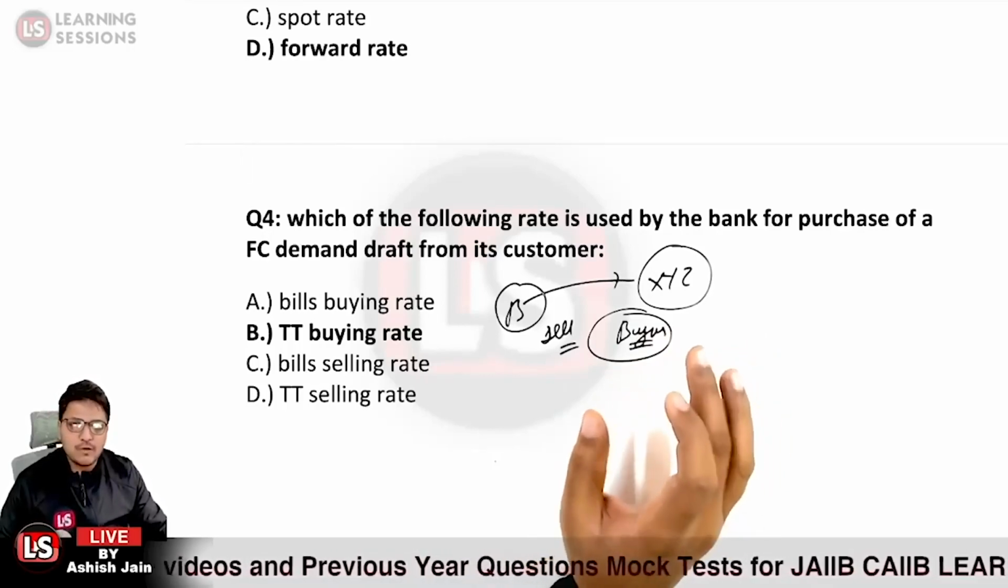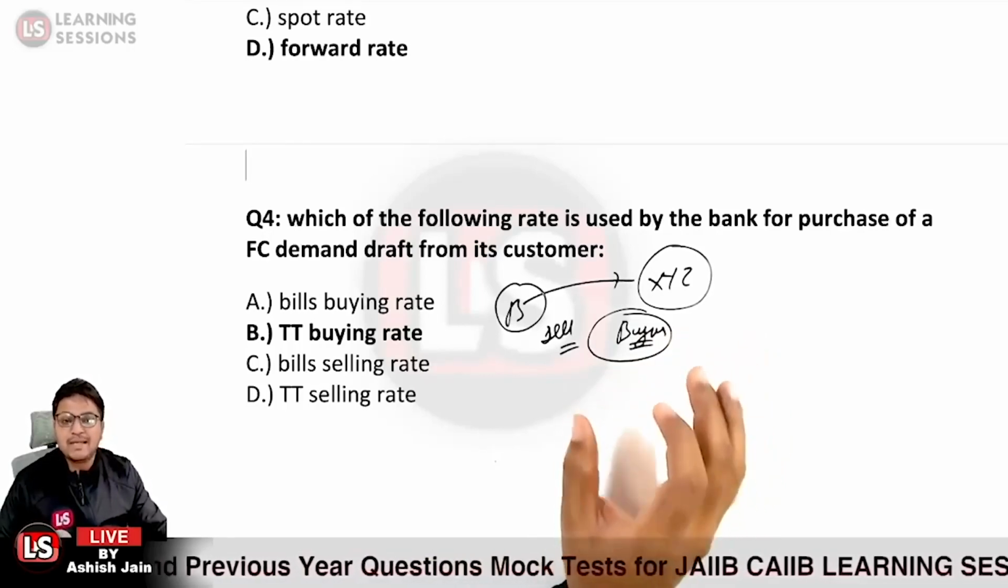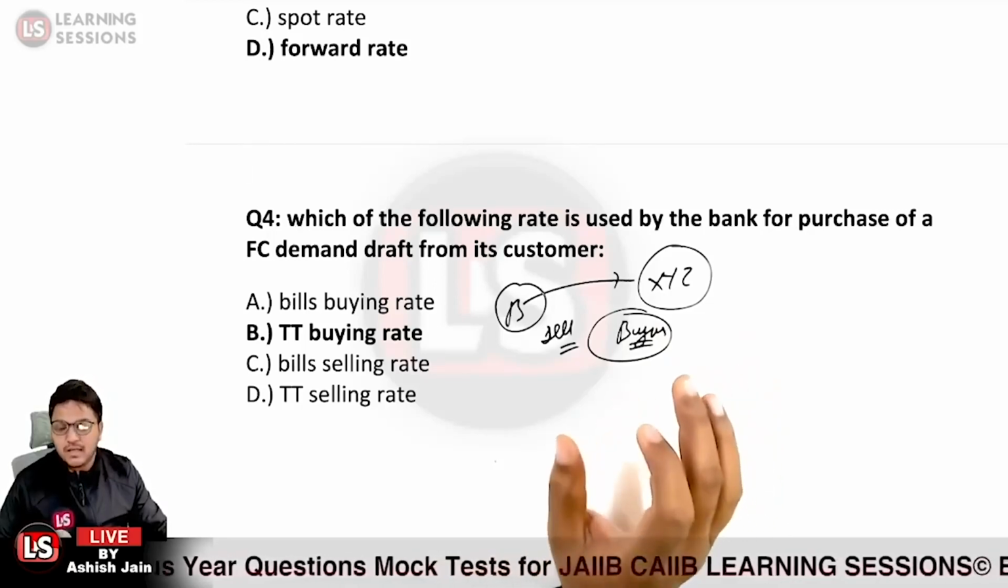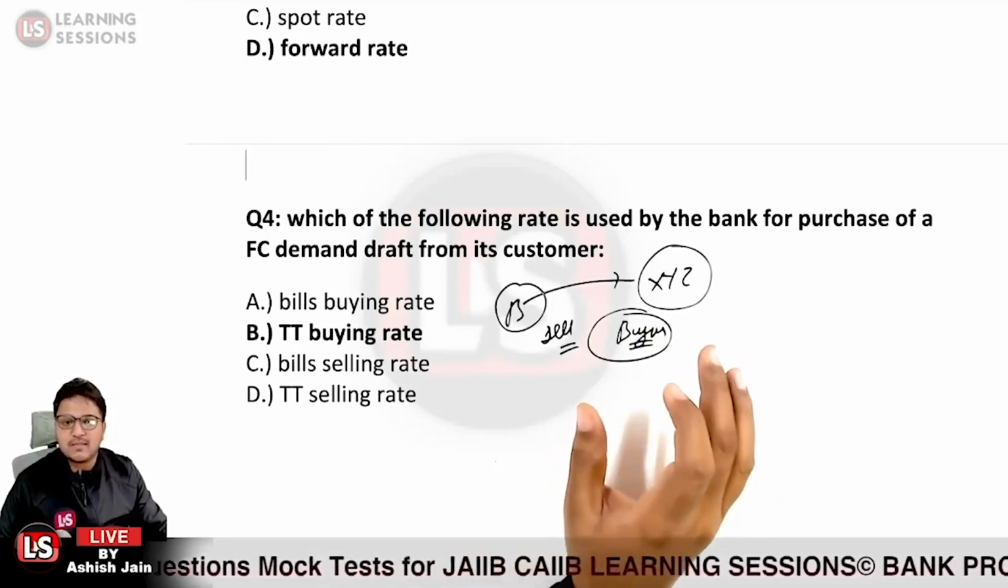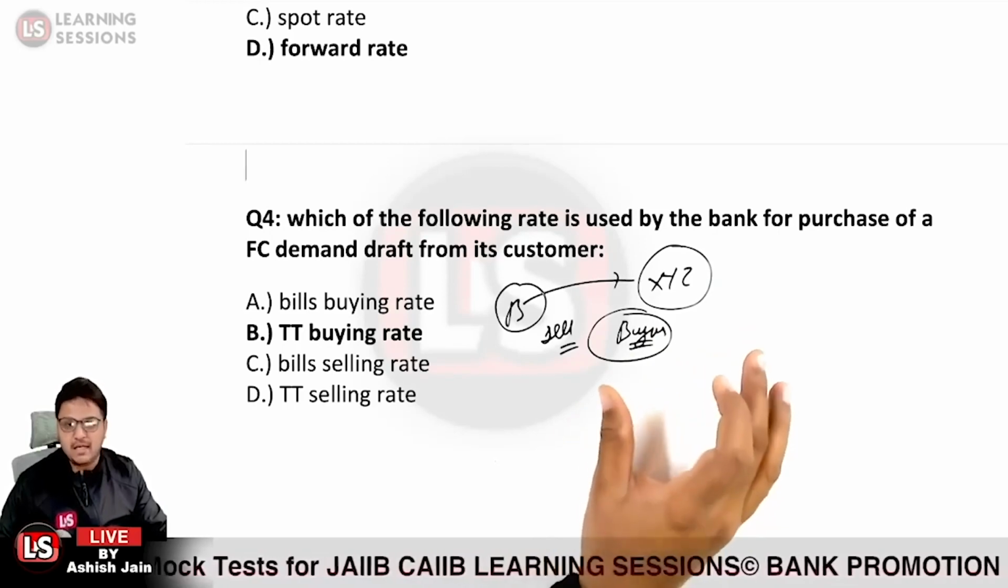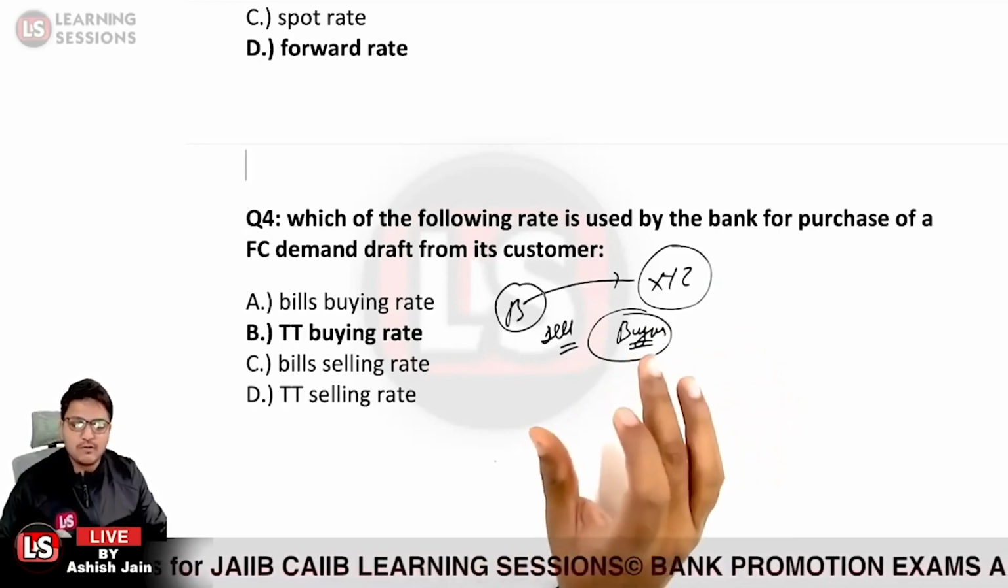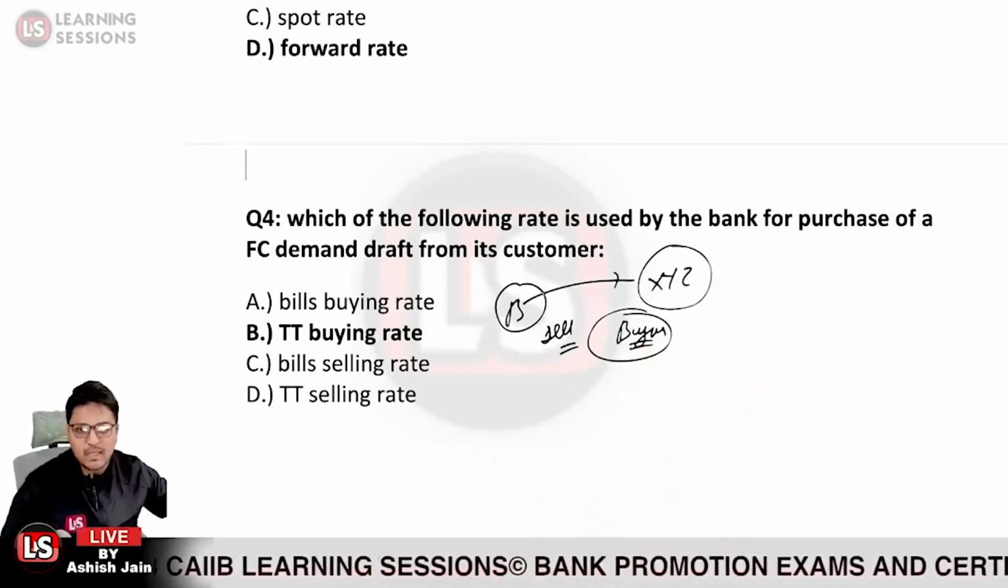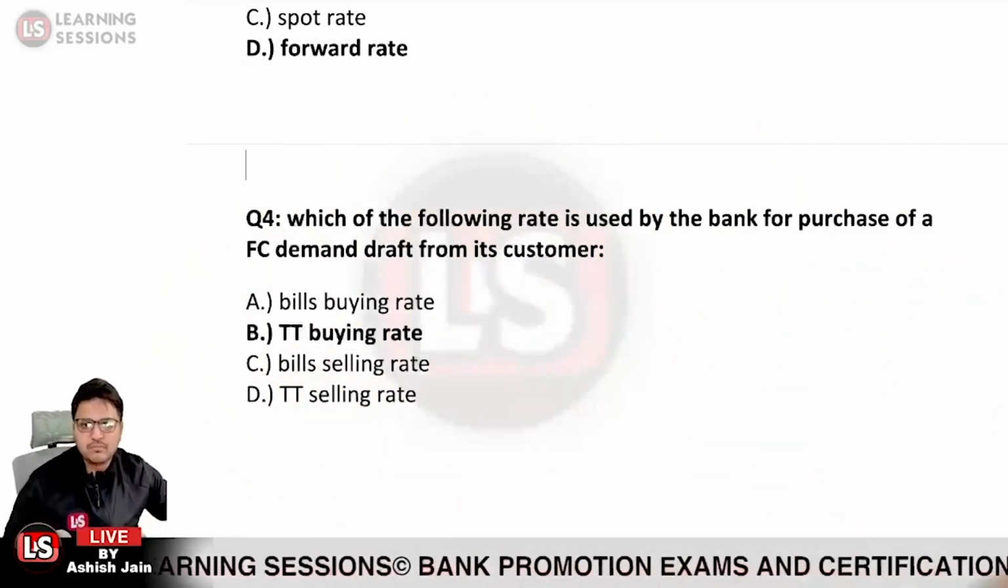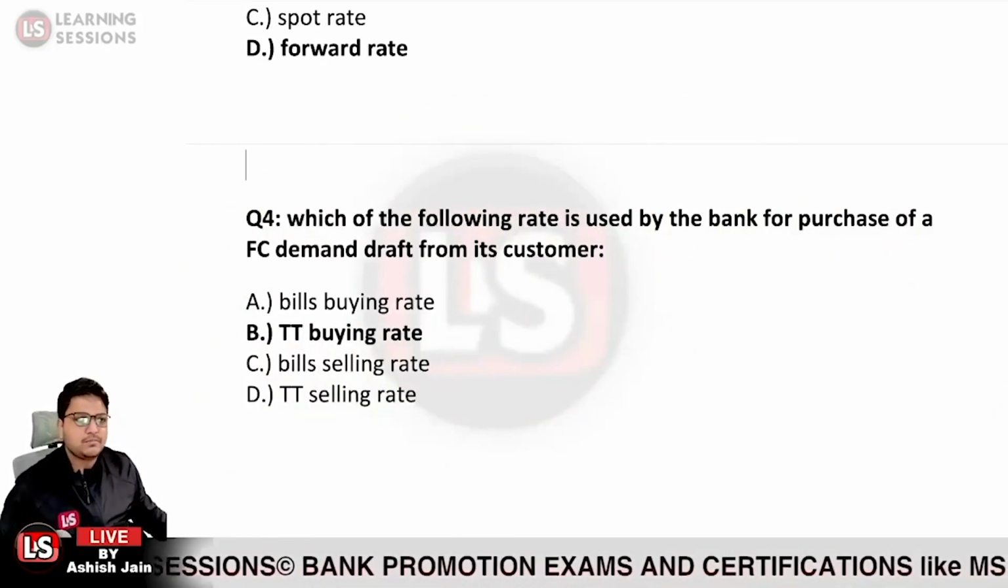Now if he wants to sell the foreign currency, what rate shall be quoted? The buying rate shall be quoted, because the rate shall be quoted at which the bank is ready to buy. So it shall be the buying rate. And as there is no difference in settlement, it will be the TT buying rate which will be applicable for this particular transaction.